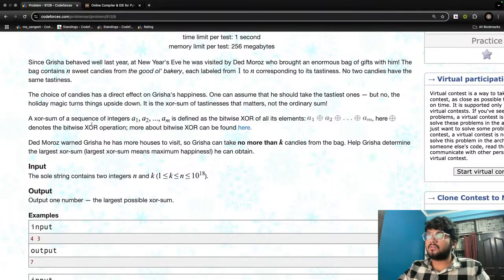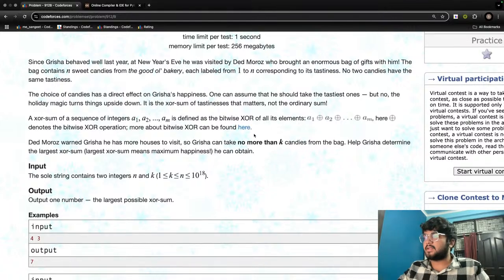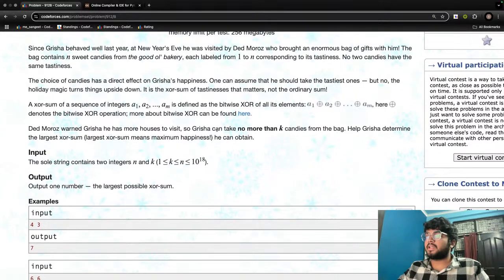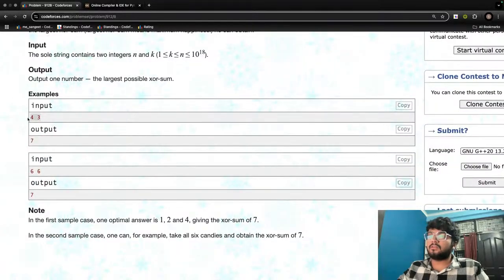A XOR sum of a sequence of integers a1, a2, ..., am is defined as the bitwise XOR. Here, this symbol denotes the XOR. So Dead Moros warned Grisha he has more houses to visit, so Grisha can take no more than K candies from the bag. Help Grisha determine the largest XOR sum he can obtain. Here we have N and K in the input.